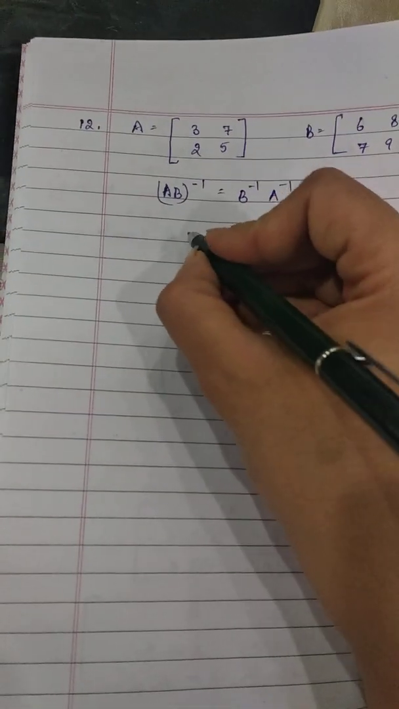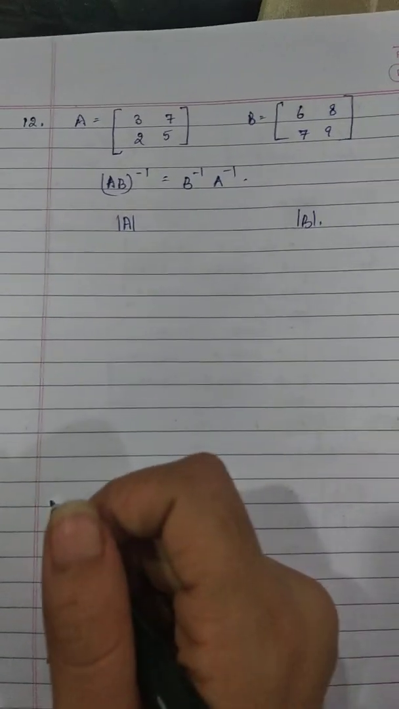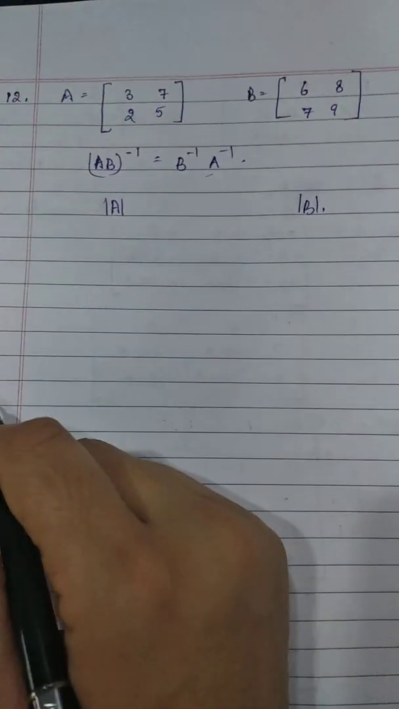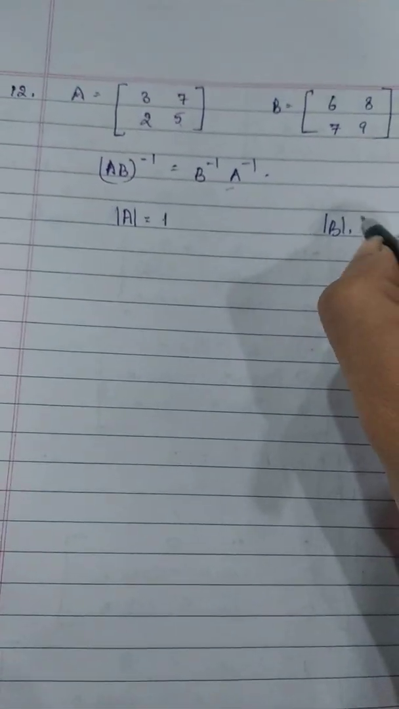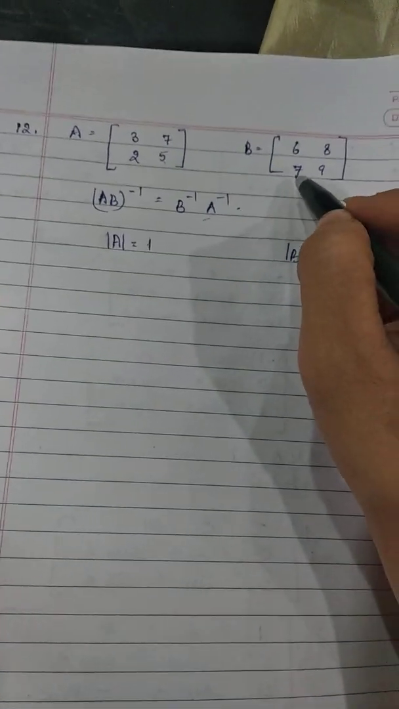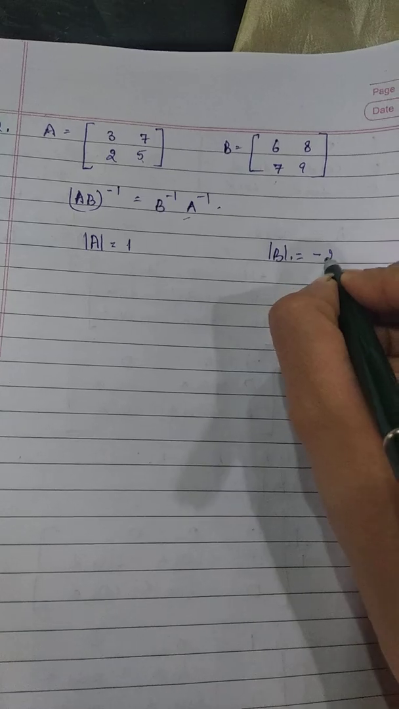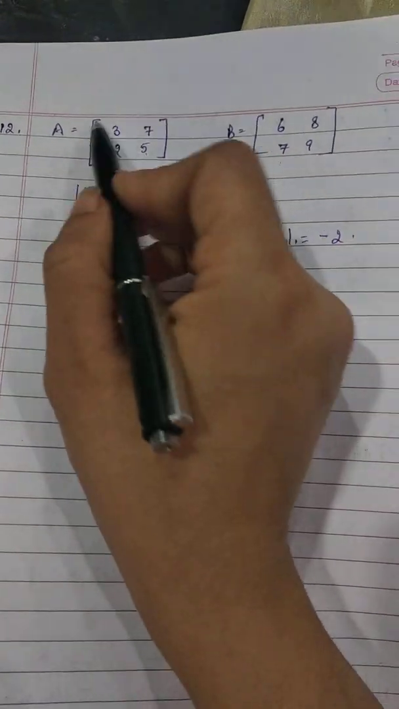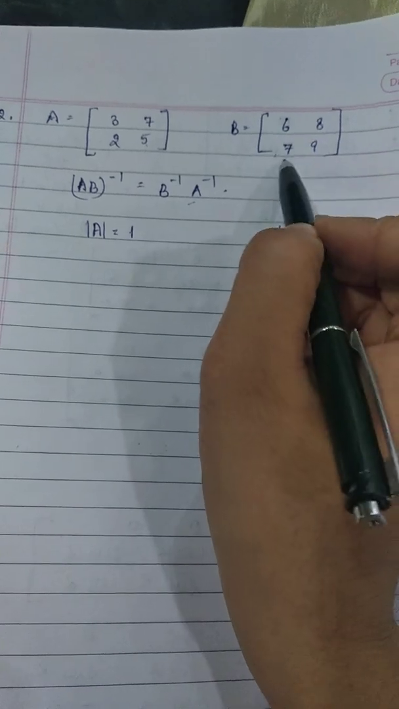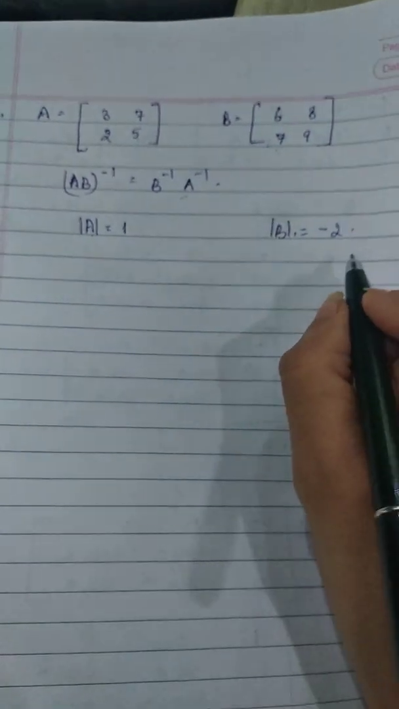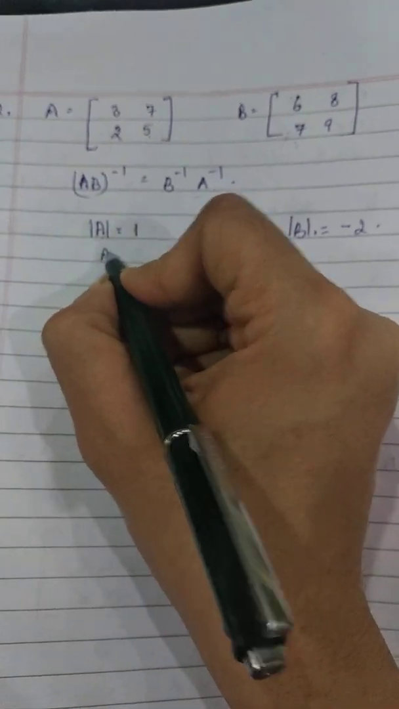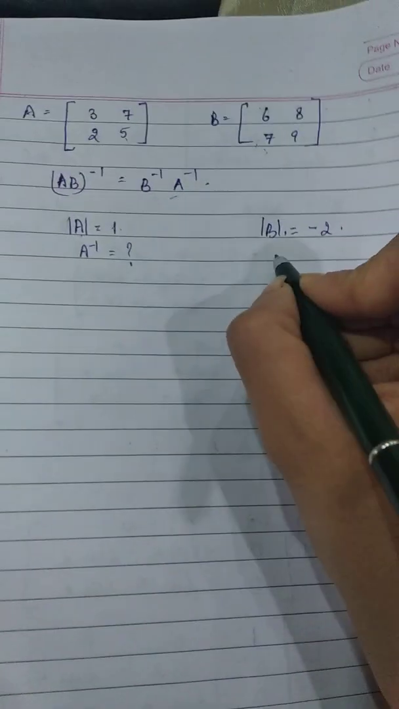So what do we do? We first find the determinant value of A and the determinant value of B. Or let's find B inverse and A inverse separately. So determinant of A is 15 minus 14, which is 1. And for B, 9 times 6 is 54, minus 56. So that's minus 2, right? Cross multiply: 15 minus 14 and 54 minus 56. So we get minus 2. Now, A inverse exists since this is not equal to 0, and B inverse also exists. So let's find the value of A inverse, and then B inverse.